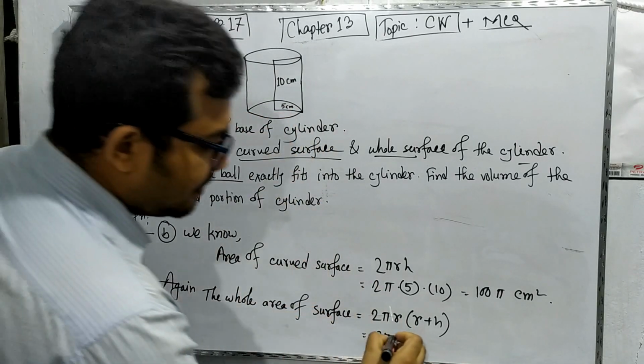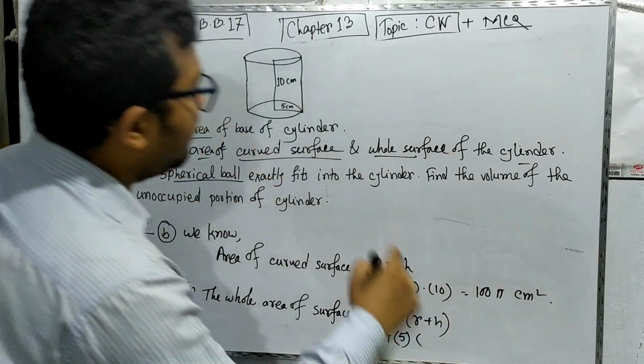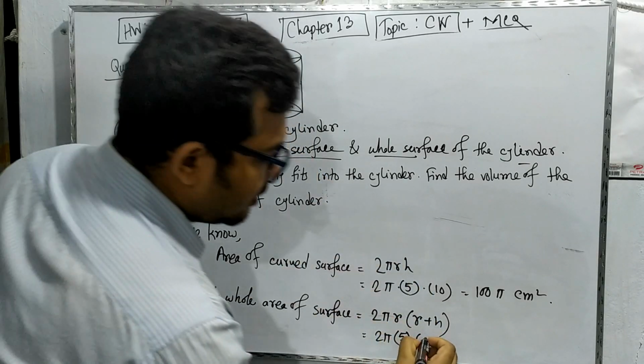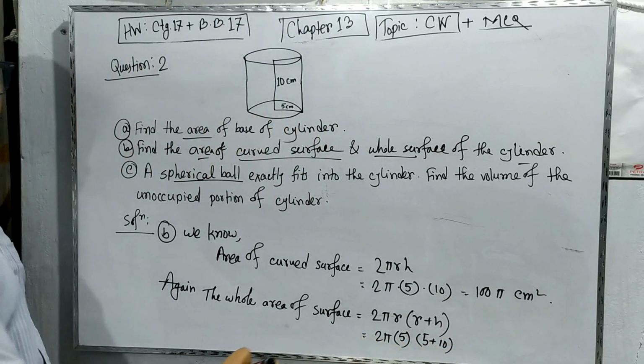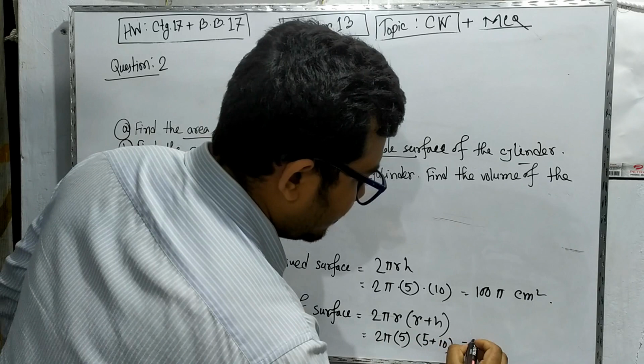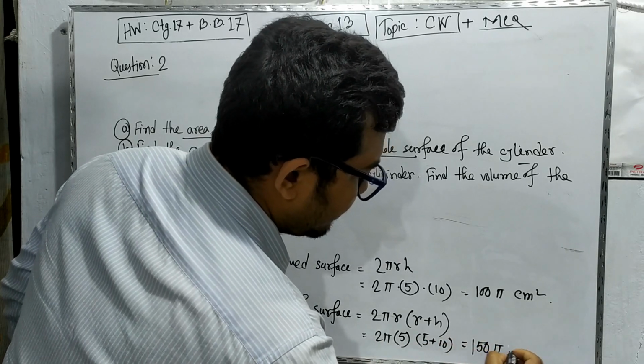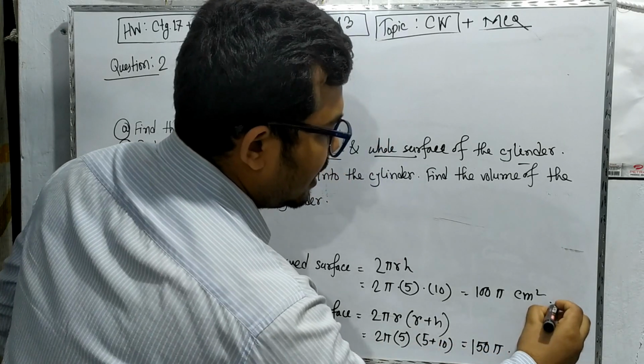R is 5, and r plus s, that is 5 plus 10, it will be 15. So 15 into 10, it will be 150 pi. This is the answer.